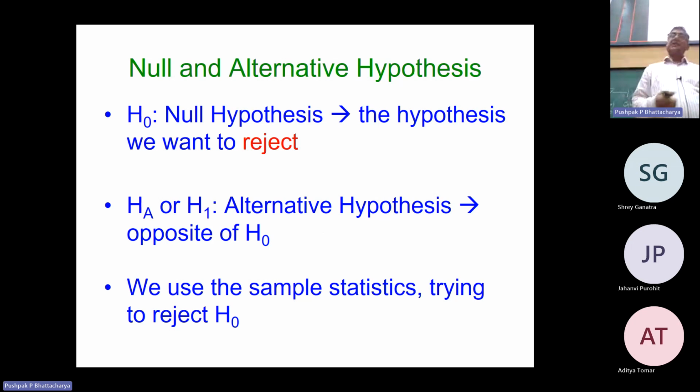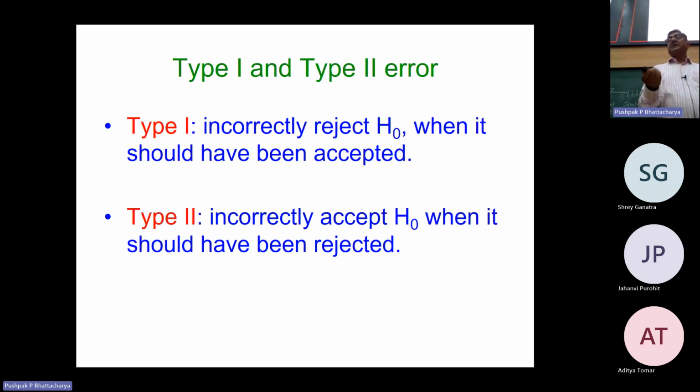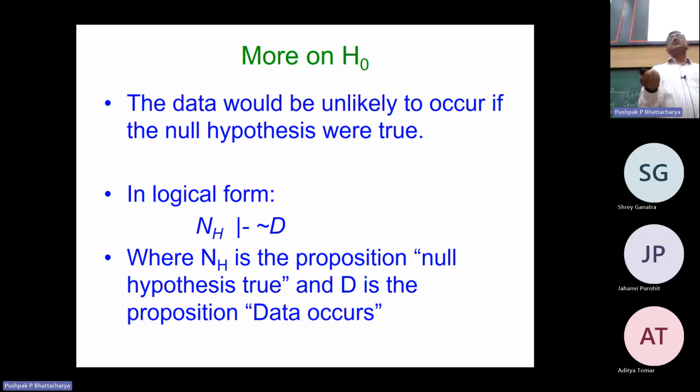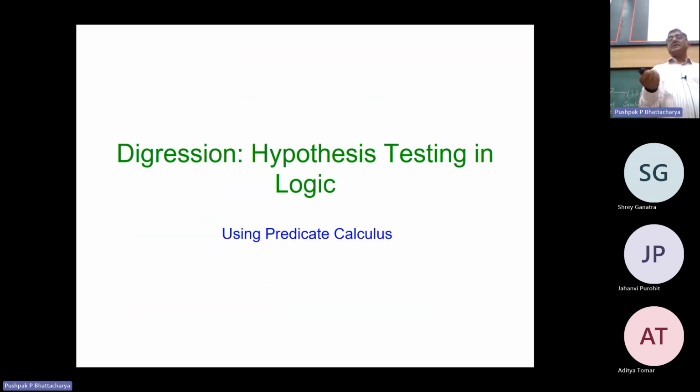A very important concept is called the null hypothesis, the hypothesis we want to reject. HA or H1 is called the alternative hypothesis, which is the opposite of H0. And we use sample statistics trying to reject H0. So let me illustrate this method of rejection in the face of a hypothesis.